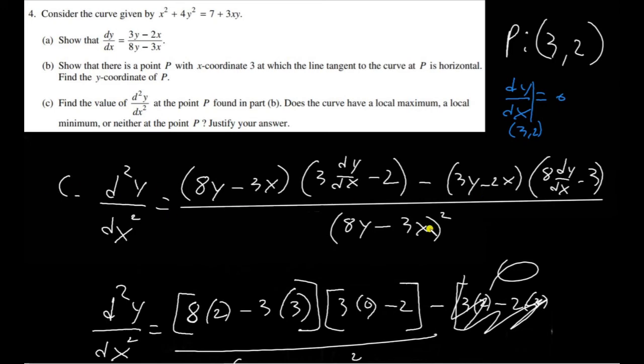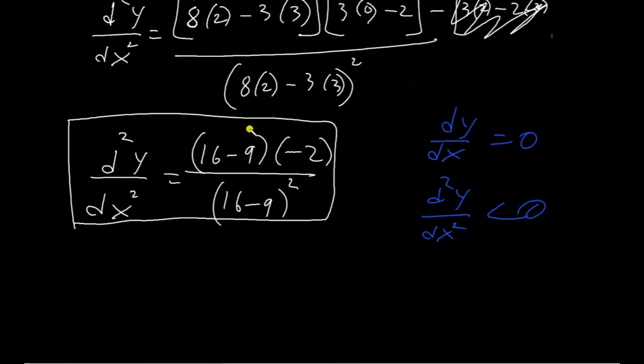1 for doing the second derivative, 1 for evaluating it at point 3, 2, and another for your explanation that there's a local maximum at point P. That was the end of question 4. Moving on to question 5.